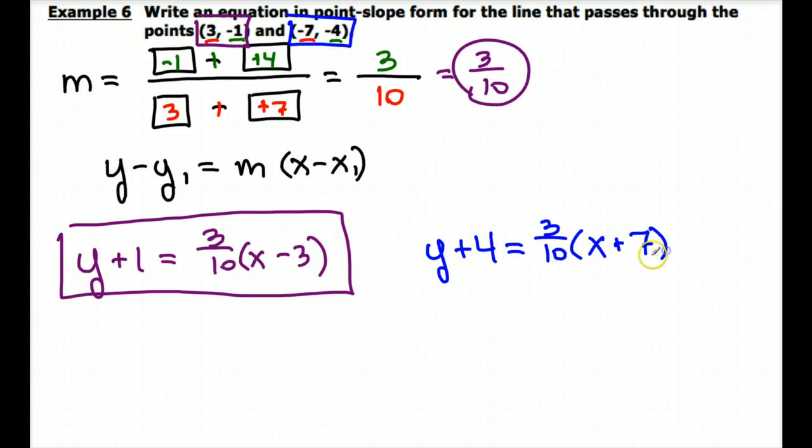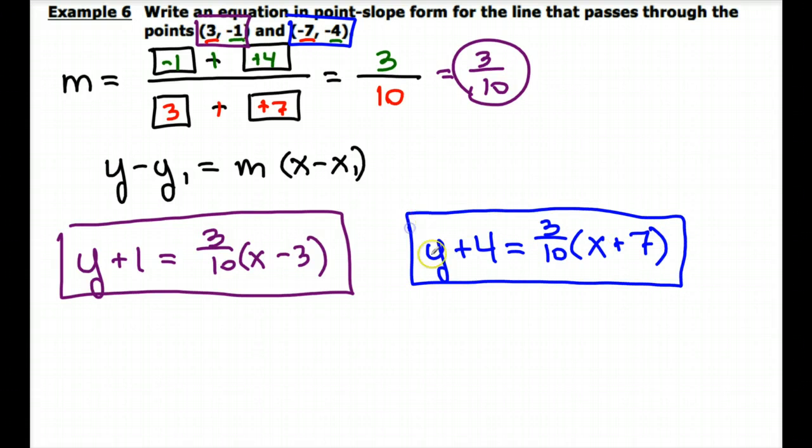When you're doing problems on your homework and your test, you do not have to write both forms. You can either write the equation using this point 3, negative 1, or this point negative 7, negative 4, but you don't have to write both equations. Just one is fine.